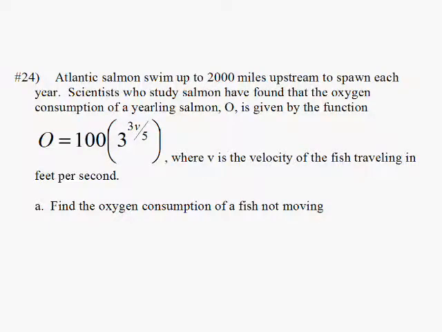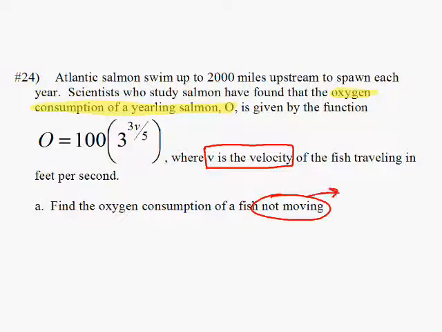Example 24. Salmon swim 2,000 miles upstream to spawn each year. Scientists have this formula. Oxygen consumption is O, given by this formula. V is the velocity in feet per second. Question A, what is the oxygen consumption of the fish that are not moving? Fish is not moving means its velocity is 0 feet per second.